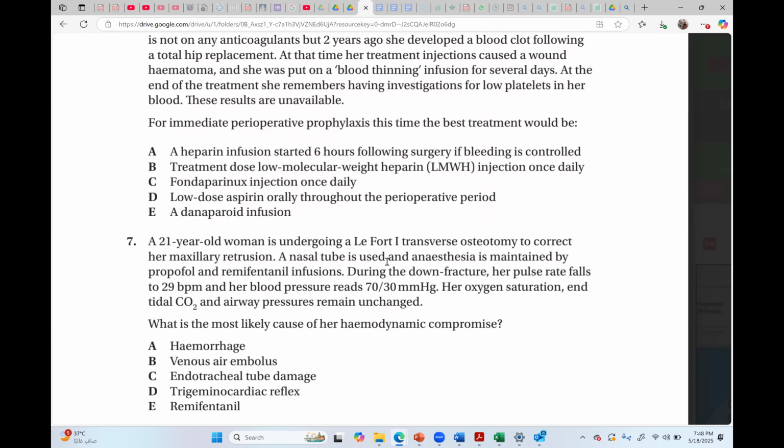Okay. So now the other question. A 21-year-old woman is undergoing a Le Fort 1 transverse osteotomy to correct her maxillary retrusion. Actually, the Le Fort fracture is something else, and this one, osteotomy, is a reconstructive surgery, a cosmetic surgery a number of times. A nasal tube is used and anesthesia is maintained by propofol and remifentanil infusions. So now you can think about what the pros and cons and problems associated with nasal intubation are.